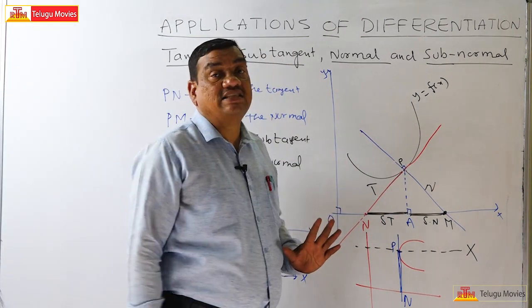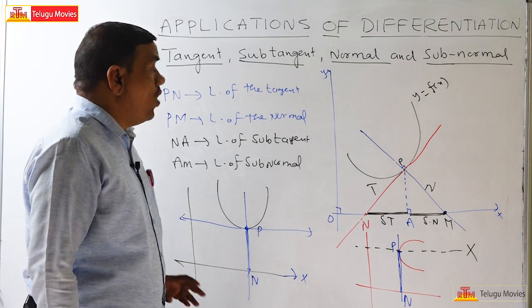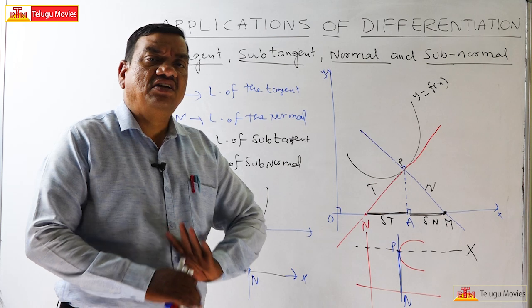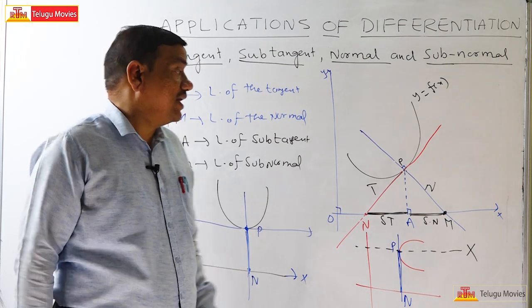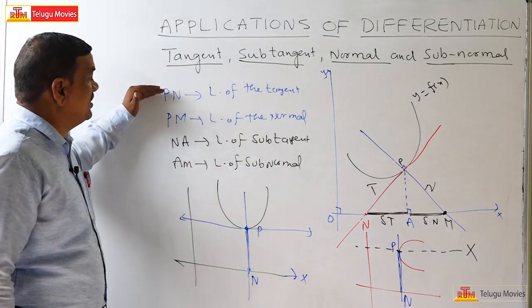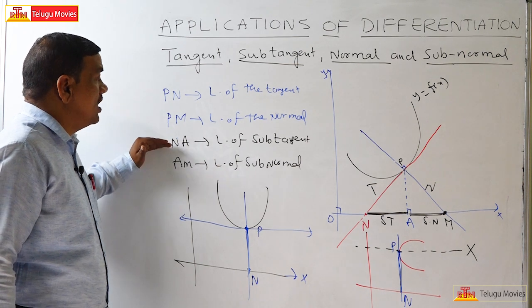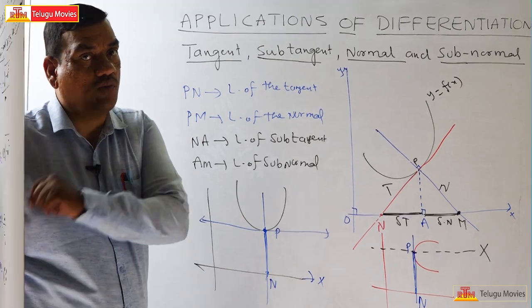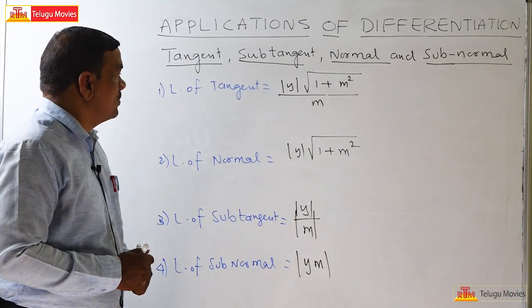Definitely it intersects the x-axis. Okay, now we are going to see there are some explicit, detailed, clear-cut formulas to find the length of the tangent, length of the normal, length of the subtangent and length of the subnormal. Let us see those formulae.